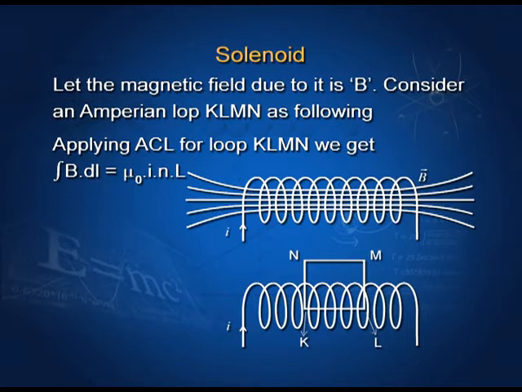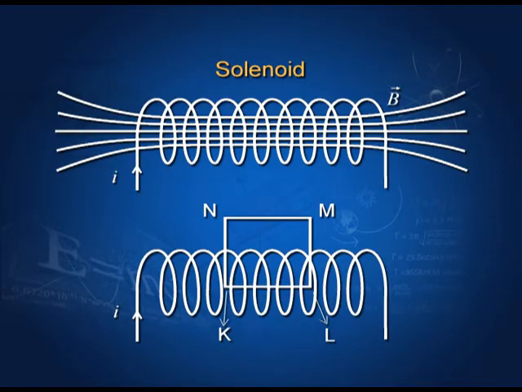the loop KLMN can be split as integration K to L B dot dl plus L to M B dot dl plus M to N B dot dl plus N to K B dot dl. In the diagram, it is clearly shown that B dot dl over the loop makes different angles at different parts. So, let us study the situation.